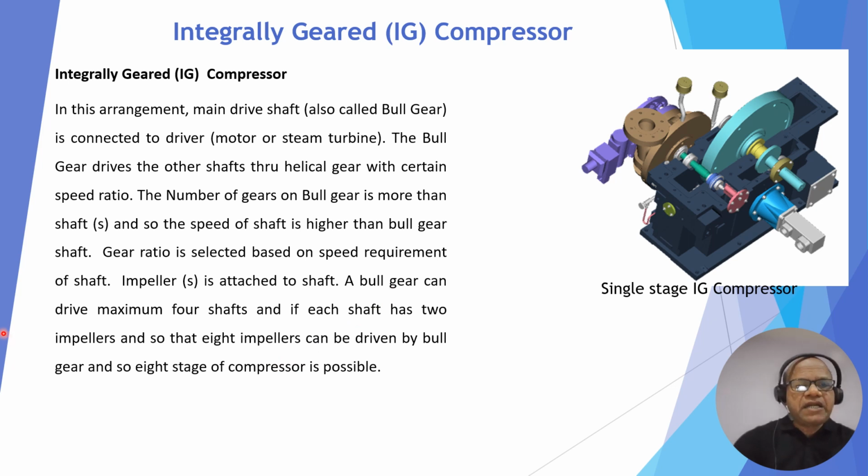A bull gear can drive a maximum of 4 shafts, 1, 2 on top, and the others at the bottom. So there are 4 pinions or 4 shafts that can be driven by the bull gear at maximum. If each shaft has two impellers, let's say 1 and 2, then 8 impellers can be driven by the bull gear. So 8 stages of compressor is possible.